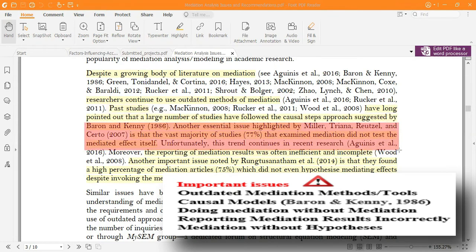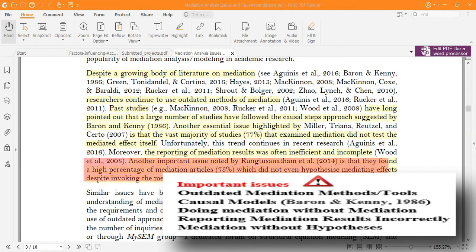So they actually ran the mediation, but there was no mediation effect itself in those mediation models. So that is another issue. And then another important issue, especially about the reporting: whenever the reporting on mediation analysis was often insufficient and incomplete.